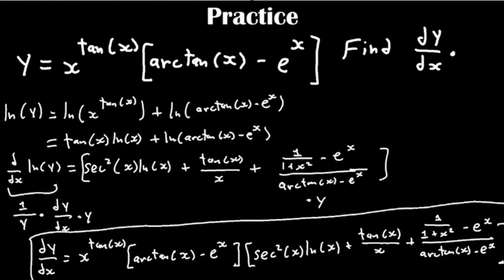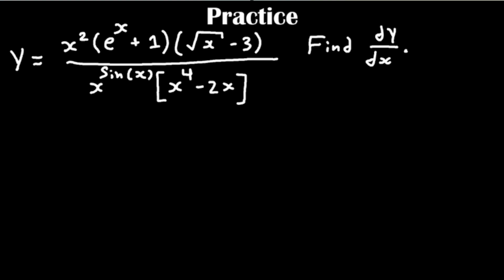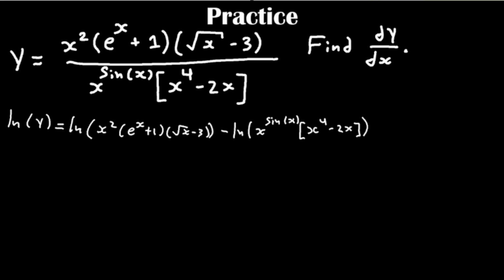Let's do one more example problem, and then we'll be done. Alright, for this one, same process. Natural log y is equal to the natural log of everything on the right. Notice we have a quotient, we're dividing, and that's going to turn to subtraction when we take the natural log. So we'll have natural log of x squared. And if you notice, we still have more we can simplify.